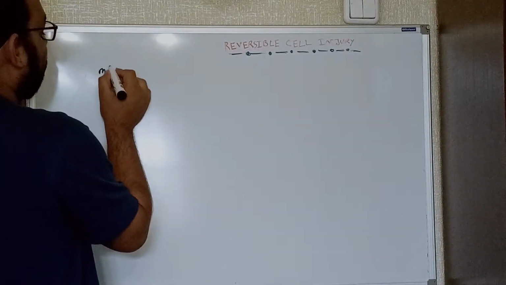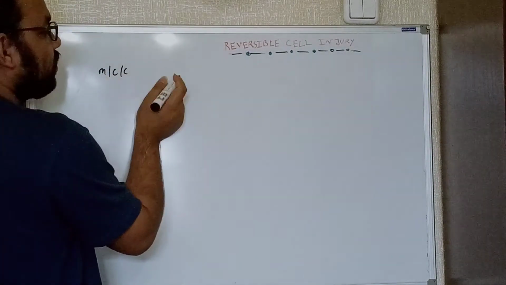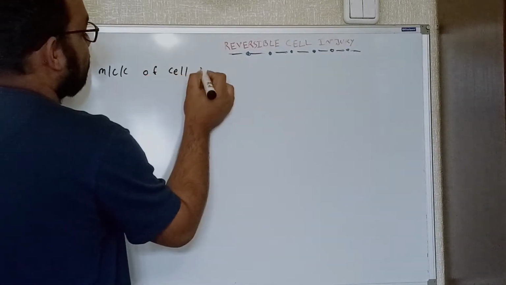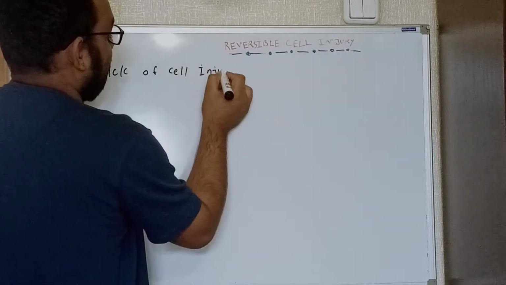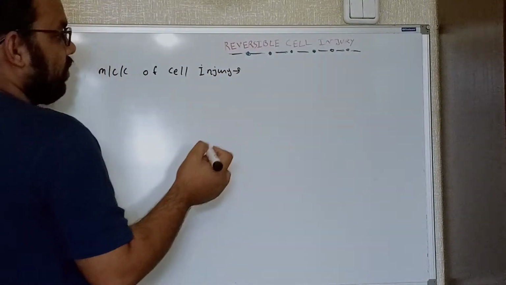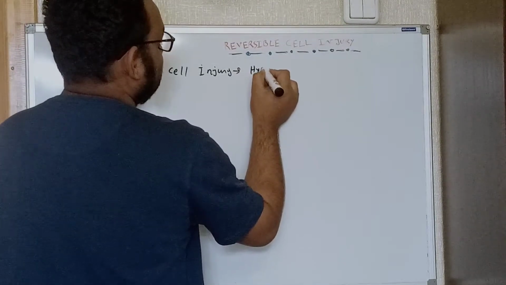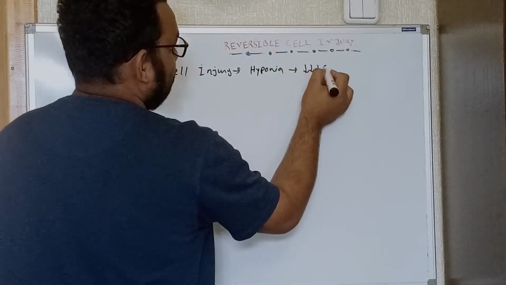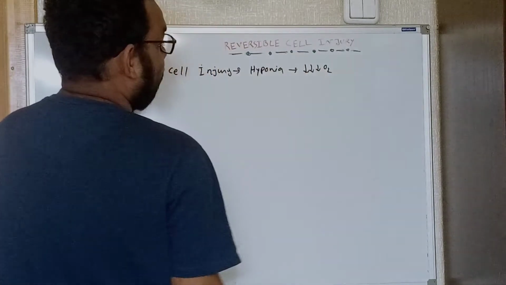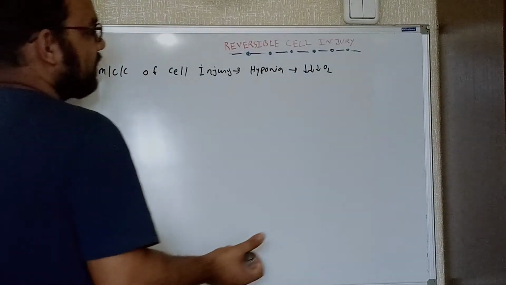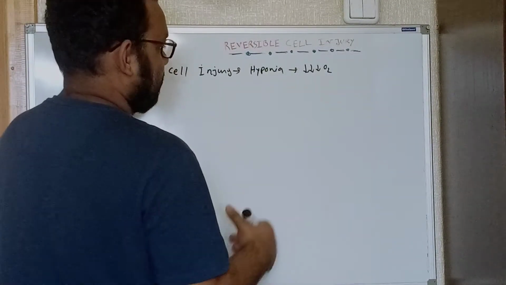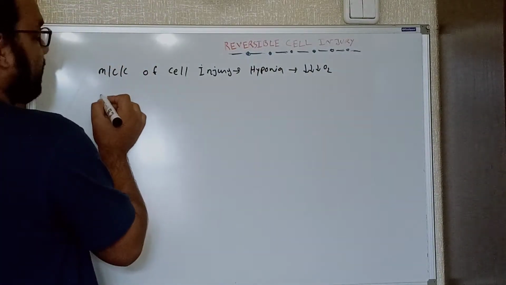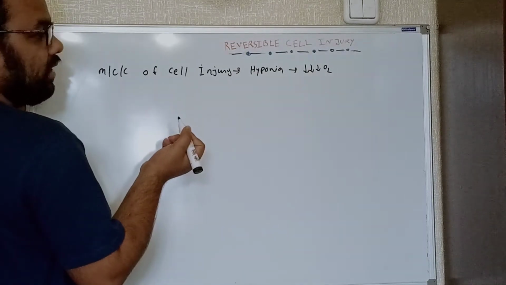If I write over here the most common cause, MCC, of cell injury, definitely that is hypoxia, which you all know. Hypoxia means a deficiency of oxygen. It's easy to understand where oxygen is utilized. From our school knowledge, we know there are some steps in aerobic respiration from which we get ATP molecules.